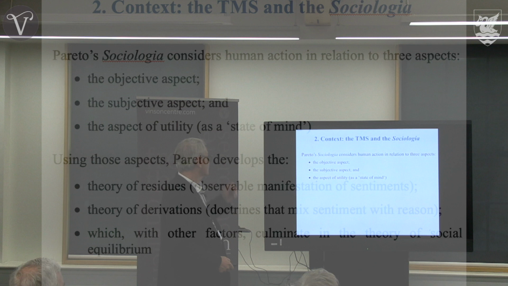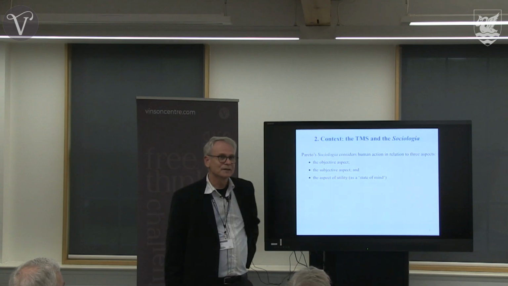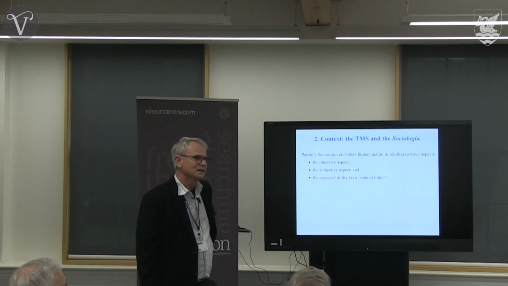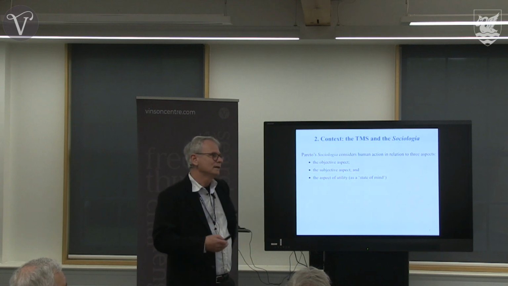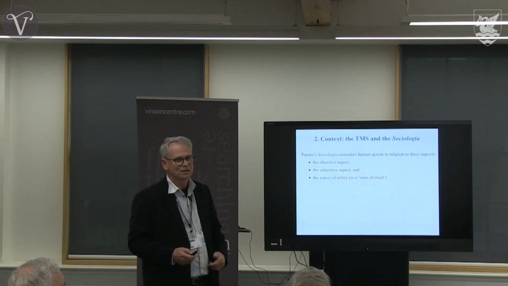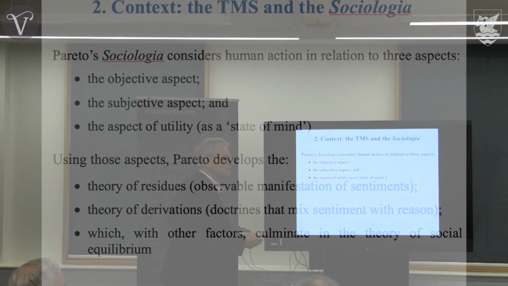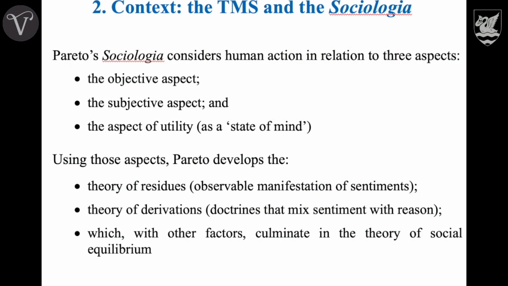Now Pareto, in his sociology, takes a slightly different path. He looks at saying, what are the three common aspects, if you like, of social behaviour? There's got to be some objective aspect that somebody can independently verify by observing. There's a subjective aspect because individuals have to process things and do things for a reason. There's reason, and that has to be judged in terms of themselves. And then there's the state of mind, which he's calling the aspect of utility.